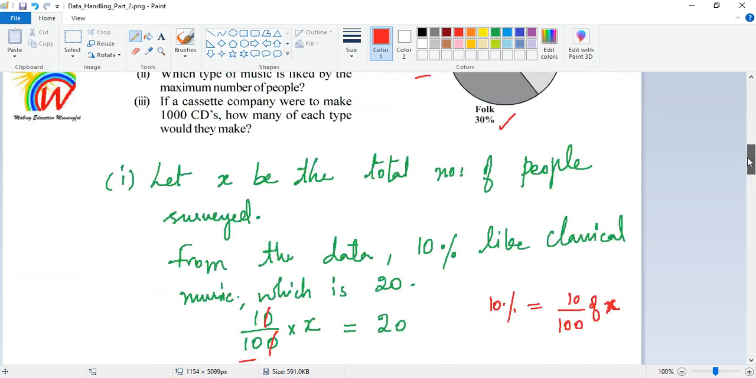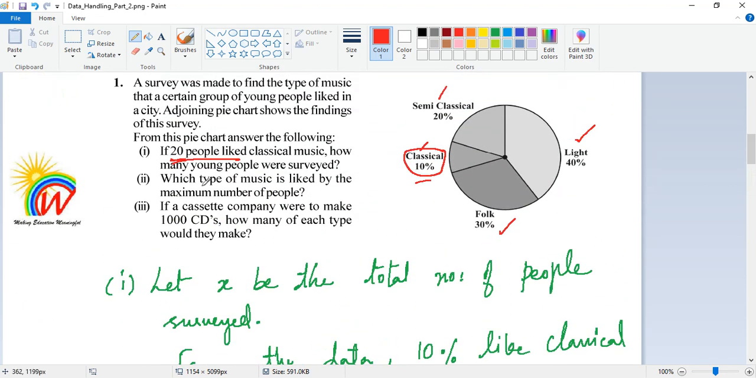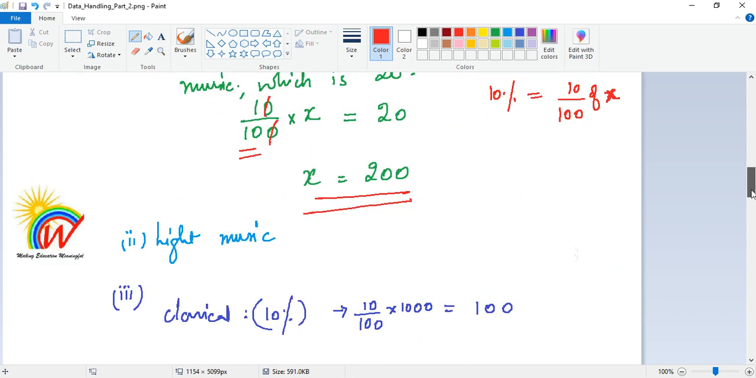Now the second question is, which type of music is liked by the maximum number of people? So obviously it's light music, because that's 40%, right? The others are lesser than that. So it's light music.